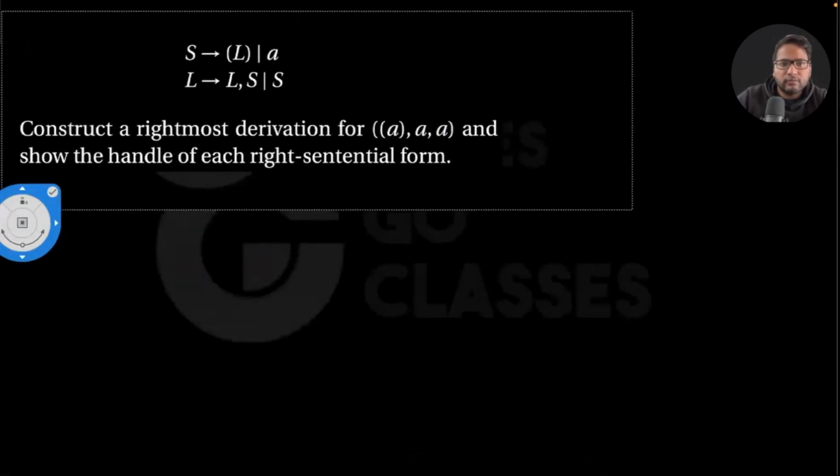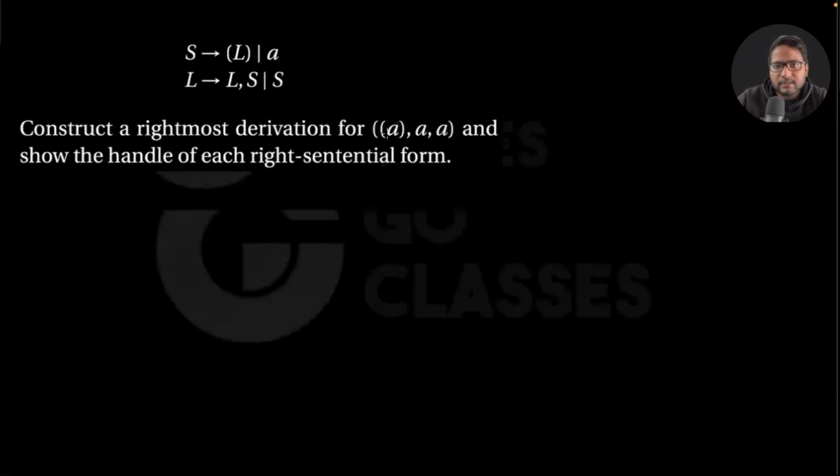Now, basically, we want to generate this, right? This open parenthesis. Can you tell me what will happen? I think I should first go to this, and then this L should generate all of this, right? So maybe I should go to L comma S, and then I think this L should generate this much. By the way, this is the right sentential form, so let's keep on doing it the right way. So basically, this is L comma S.